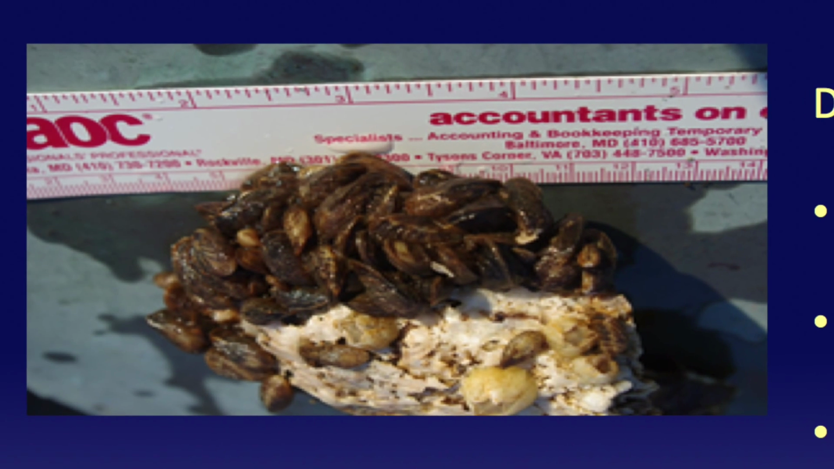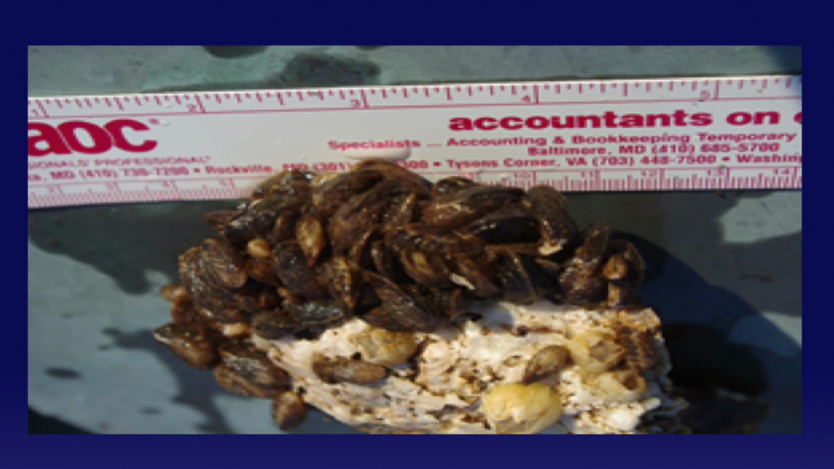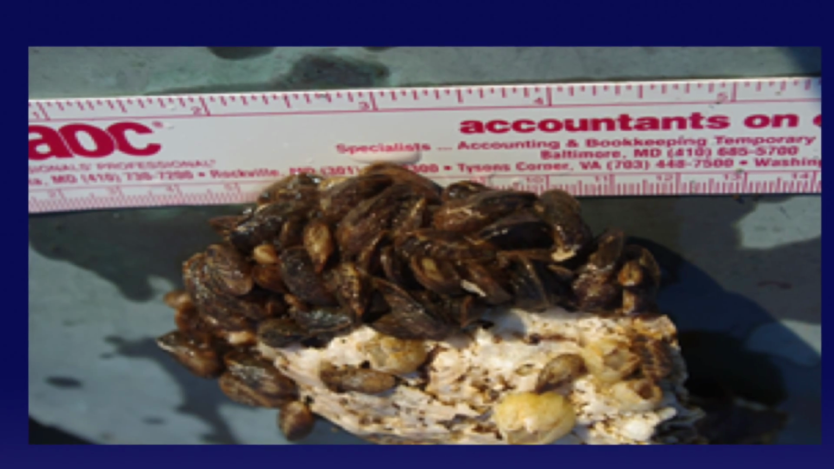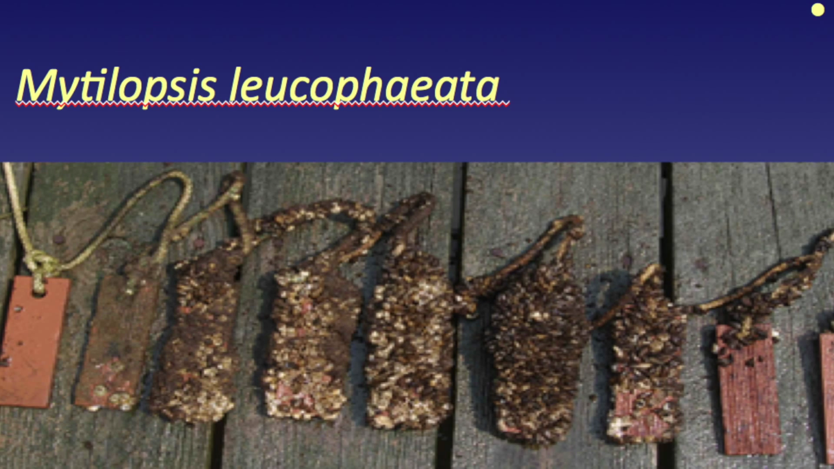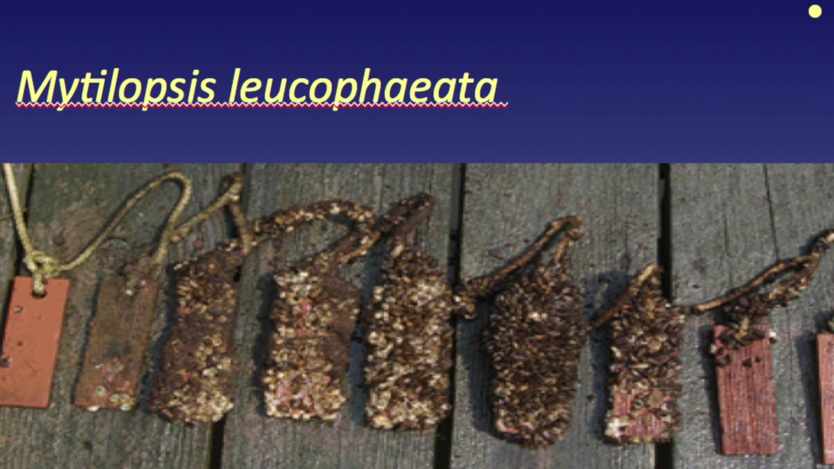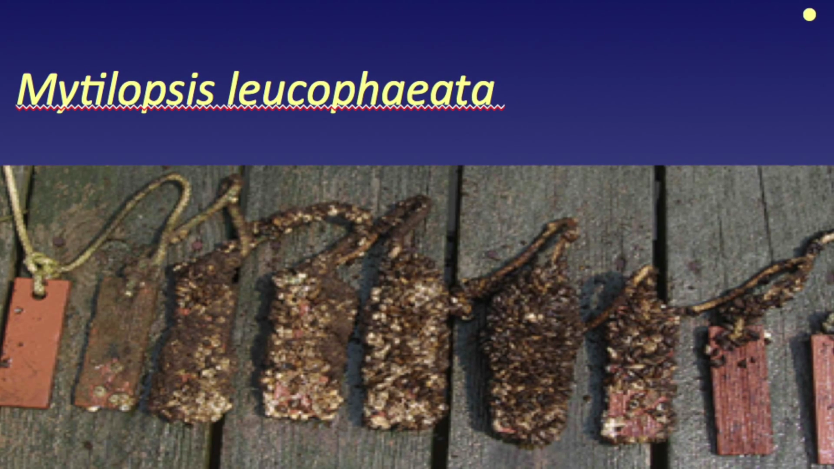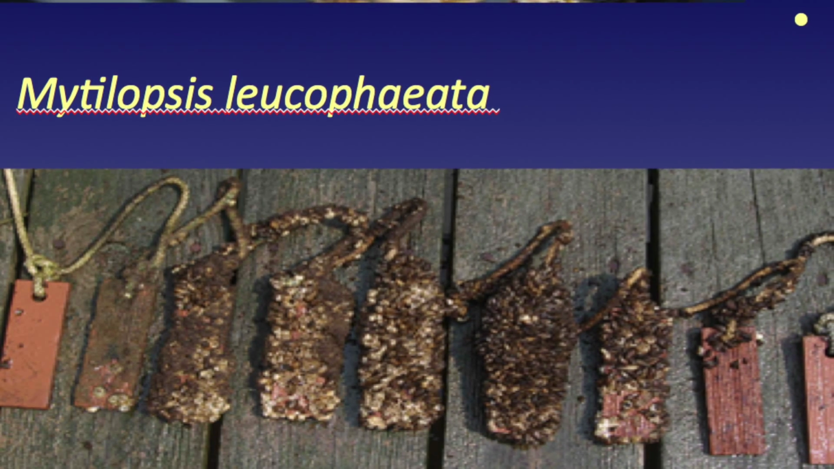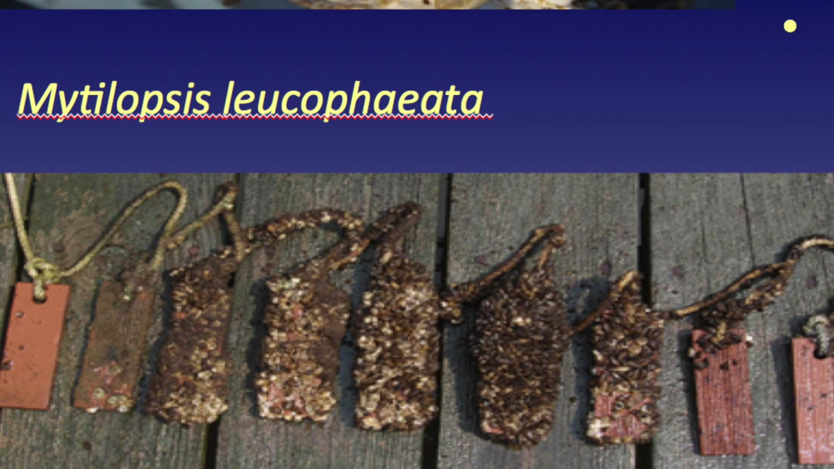Here they are clustered on an oyster shell. So you can kind of get the relative size of all these mussels on a single oyster shell. And we learned a little bit about their natural history this summer. Steve Troy put out this set of tiles here.